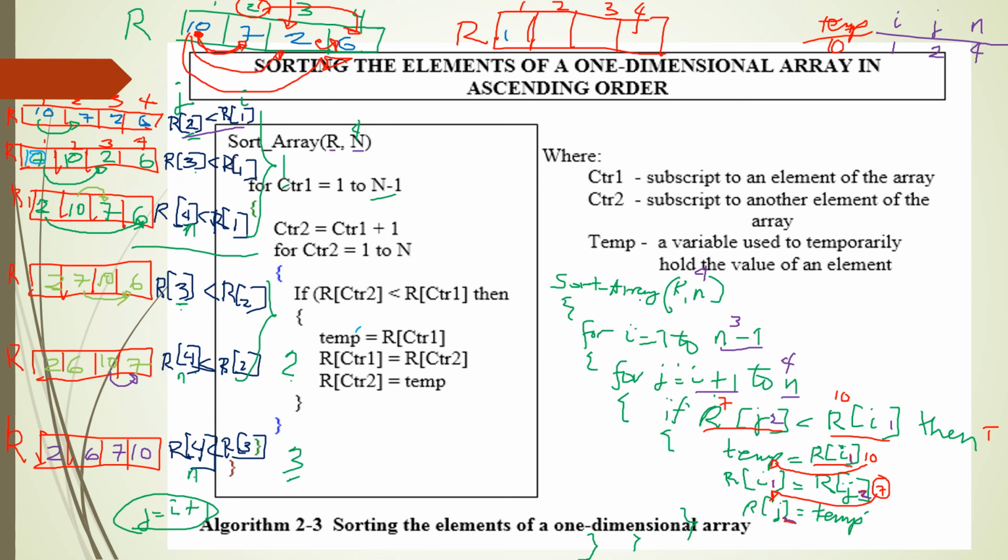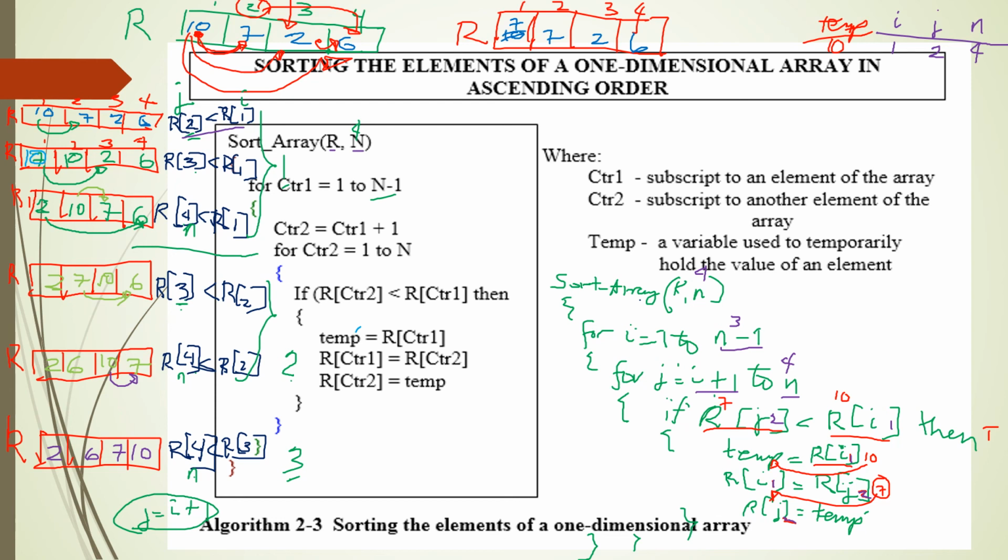So, initially, 10, 7, 2, 6. Okay? Then, sabi niya, R sub 1 equals 7. So, this time, instead of 10, magiging 7 na yan. Kaya, yun yung sinasabi ko kanina. Kaya, we need to temporarily store the value of this one, the one that we're going to replace.